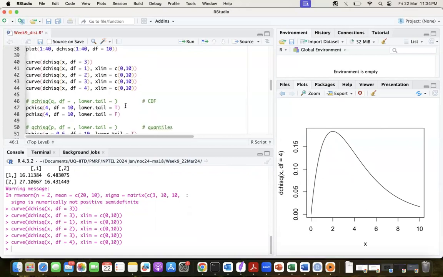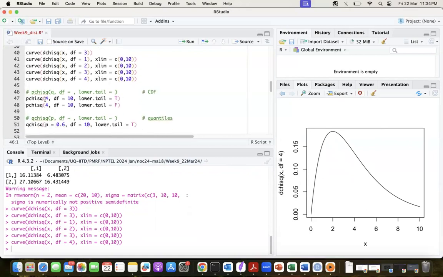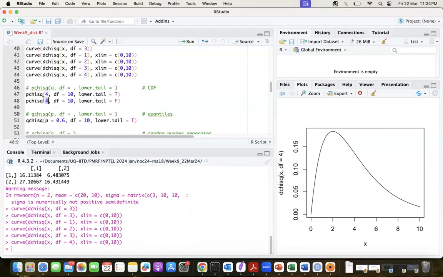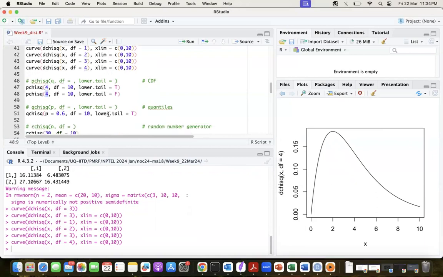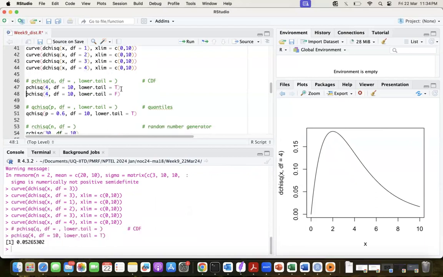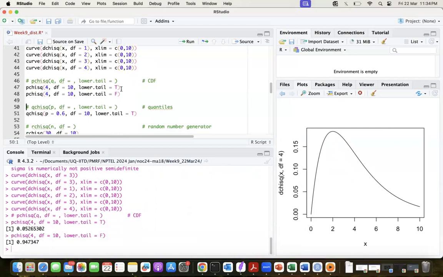And then again, you can calculate the CDF. You just want to specify up to what point you are interested in, so that's the first argument here. If you do a lower tail, that's going to give you the CDF. If you do an upper tail, that's going to give you an alpha. Where alpha is going to be used, we'll see next week.